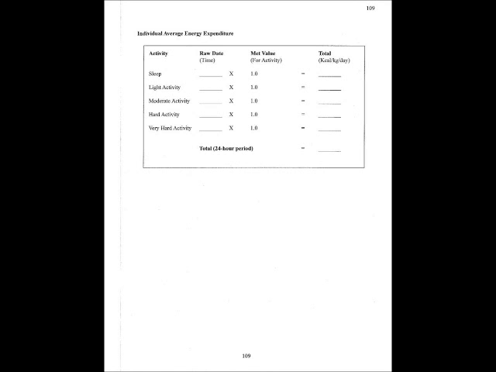All you're going to do is take your raw data, your average hours of sleep, average hours of light activity, average hours of moderate activity, average hours of hard, and average hours of very hard activity, multiply them across, and you're going to get totals, and that's going to give you kcals per kilogram per day for each of those activities. You're going to add them all up, and you'll get a total kcals per kilogram per day for your 24-hour period. You need to turn that in.